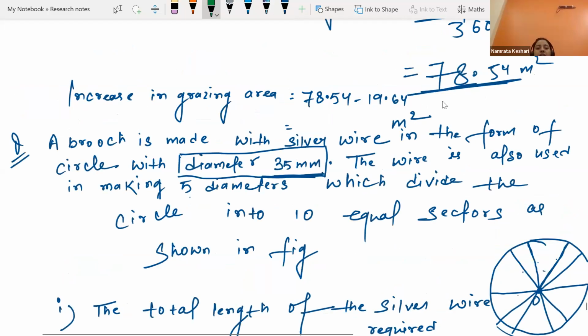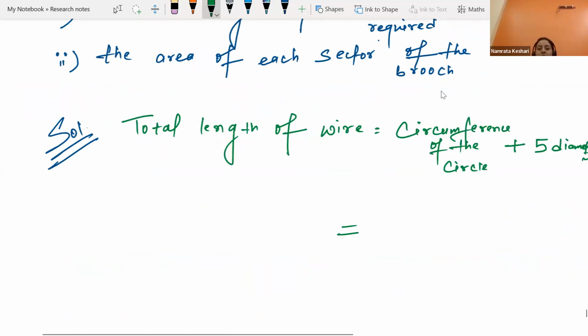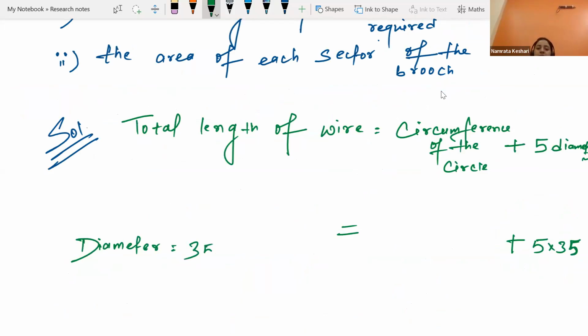Now here it is given that this is a circle we have made such that its diameter is 35 millimeter. Okay, so 5 diameters we are having, that means 5 into 35, and since we know the diameter we can find the radius. If diameter is 35 millimeter, then radius will be 35 by 2.